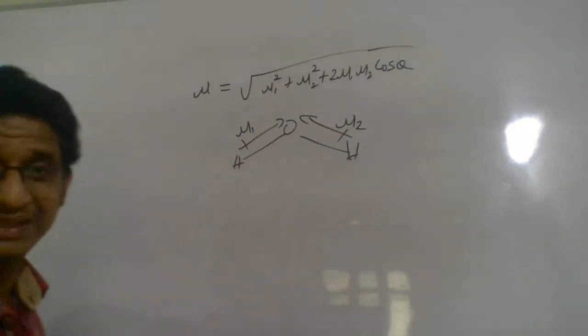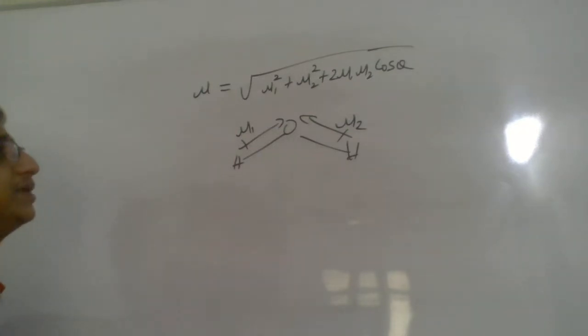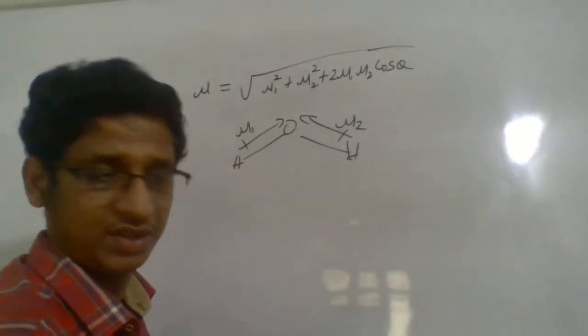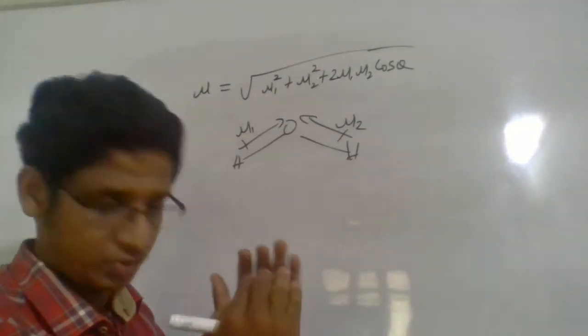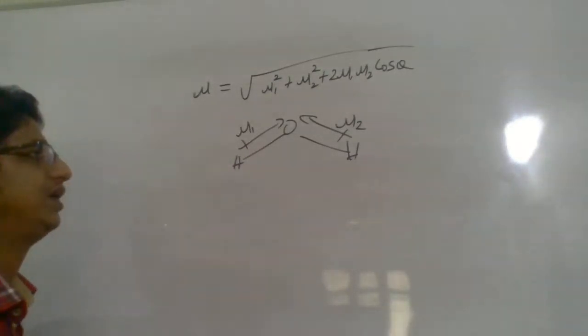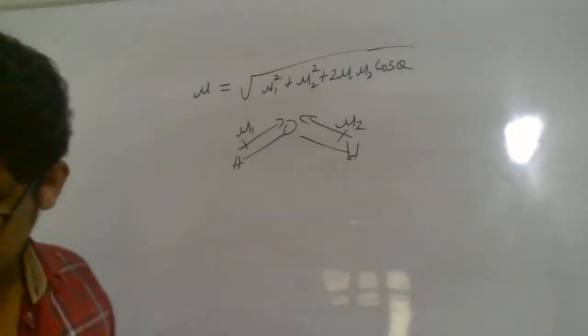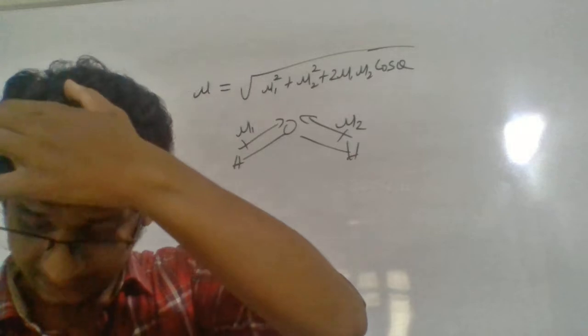That you can calculate mathematically using this equation: root of mu1 square plus mu2 square plus 2 mu1 mu2 cos theta, where theta is the angle between two dipoles. That is more often equal to the bond angle as well. So having this equation, you can find the resultant dipole moment. Okay, let's keep that in mind.